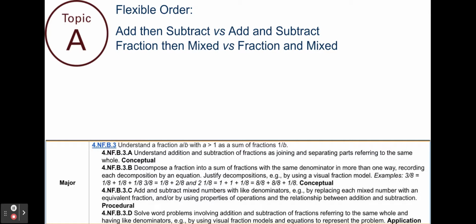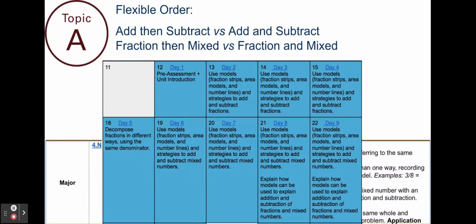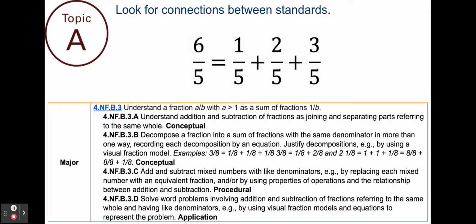I want you to think about this topic potentially as being flexible. You might add fractions and then subtract, or maybe you'll add and subtract at the same time. You might work with fractions and then mixed numbers, or maybe you'll do those at the same time. Different programs have taken a different approach, and there's pros and cons to both. We laid out an order in the pacing guide that we think will help you. This is also an order that aligns very closely with Envision if you have it. But you basically have from days 2 through 9 to really tackle adding and subtracting fractions and mixed numbers.